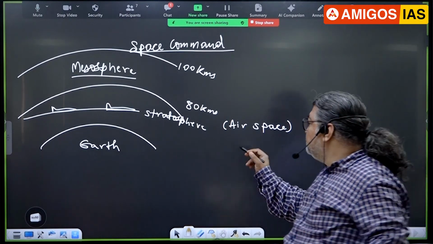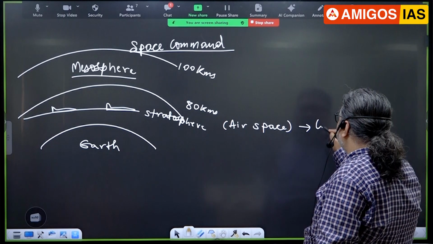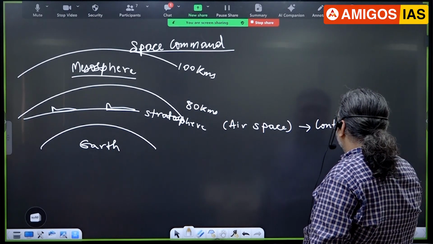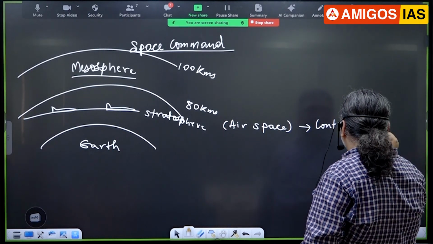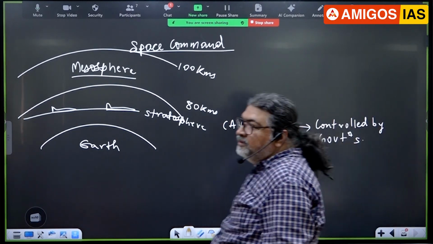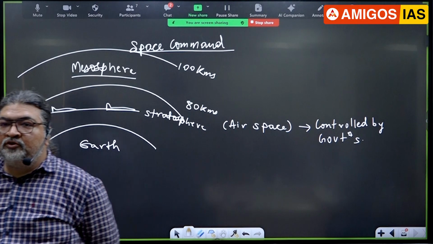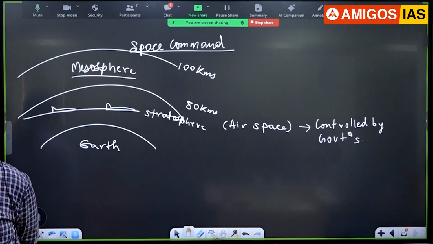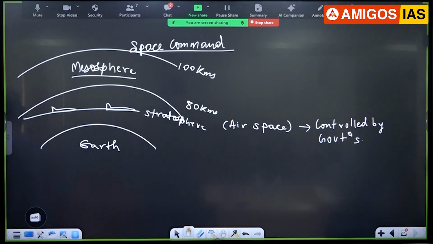Right? Now this is controlled by governments. Governments worldwide control this airspace. So during the time of conflict and war, what do they do? They don't allow any enemy aircraft to fly. Let's say if India has a problem with the neighborhood, then what will happen? They will not allow any kind of aircraft to move in the airspace.